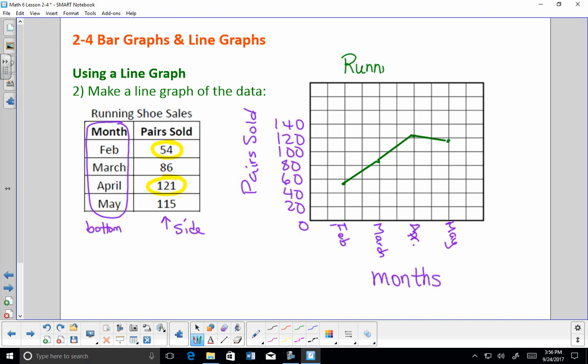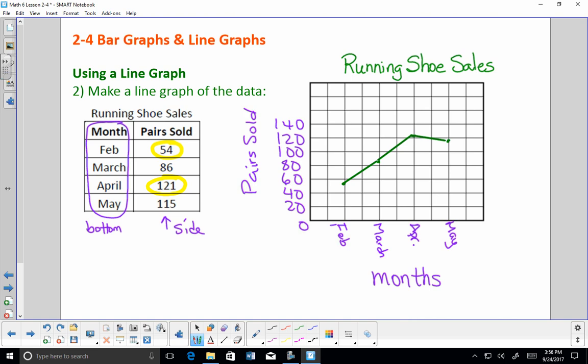And how is this graph helpful? We can now look at this graph and say, gee, from February to March and March to April, the sales of running shoes increased each month, and then when we got to April, it kind of decreased just a little bit in May.